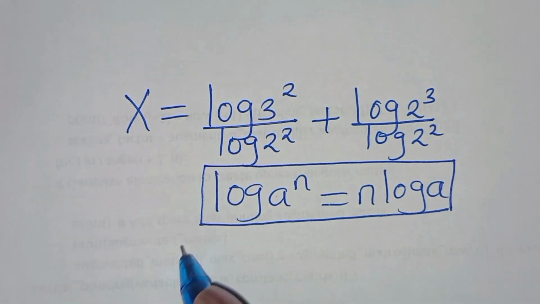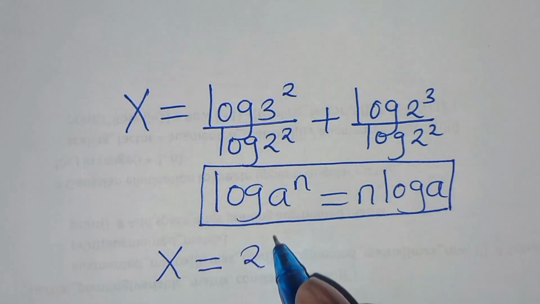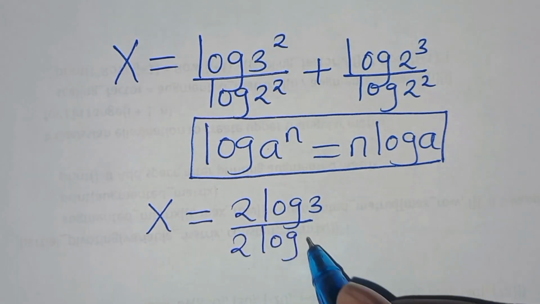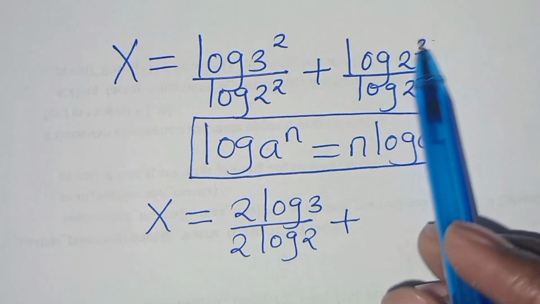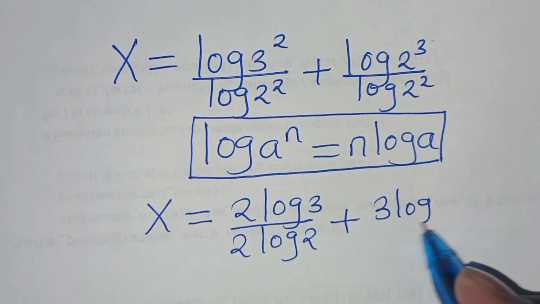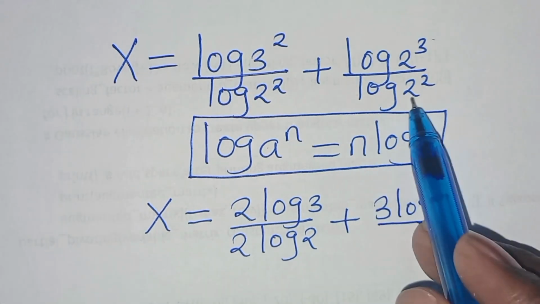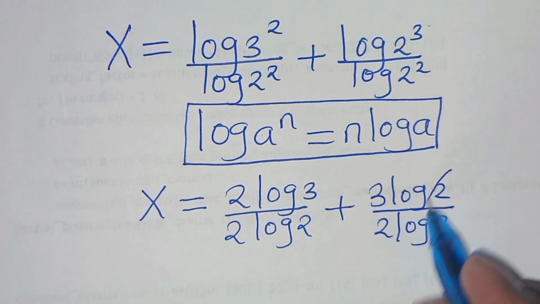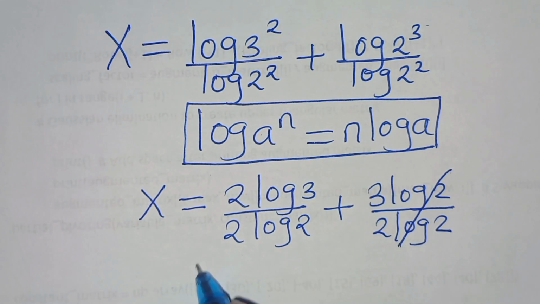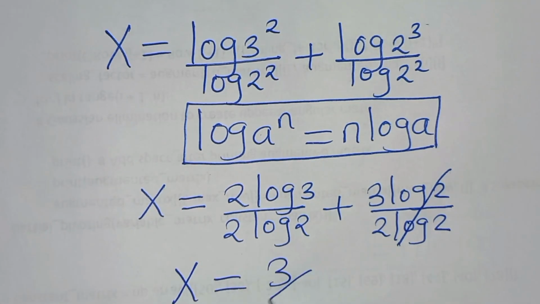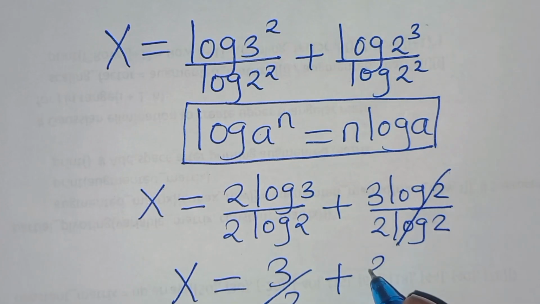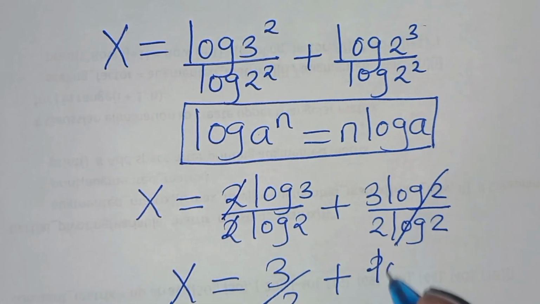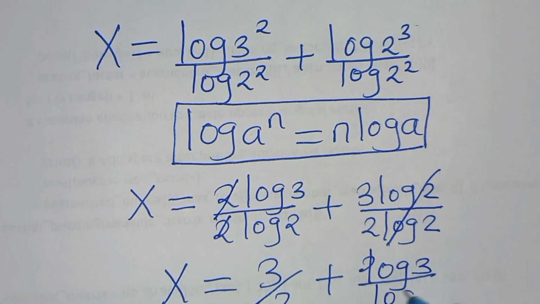Then this implies that x is equal to 2 log 3 divided by 2 log 2, plus log 2 to power 3, which becomes 3 log 2, divided by log 2 to power 2, which becomes 2 log 2. Let's simplify here. Log 2 and log 2 simplify so that x is equal to 3 over 2 plus, here the 2 and 2 simplify, log 3 divided by log 2.